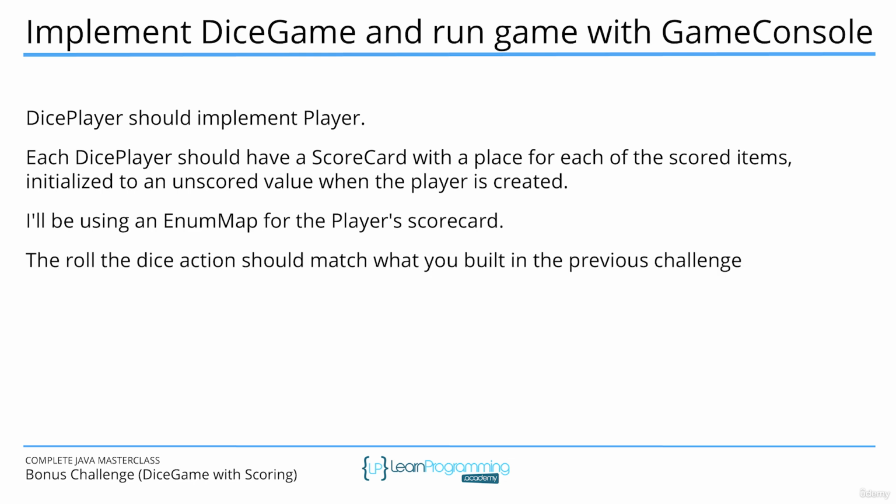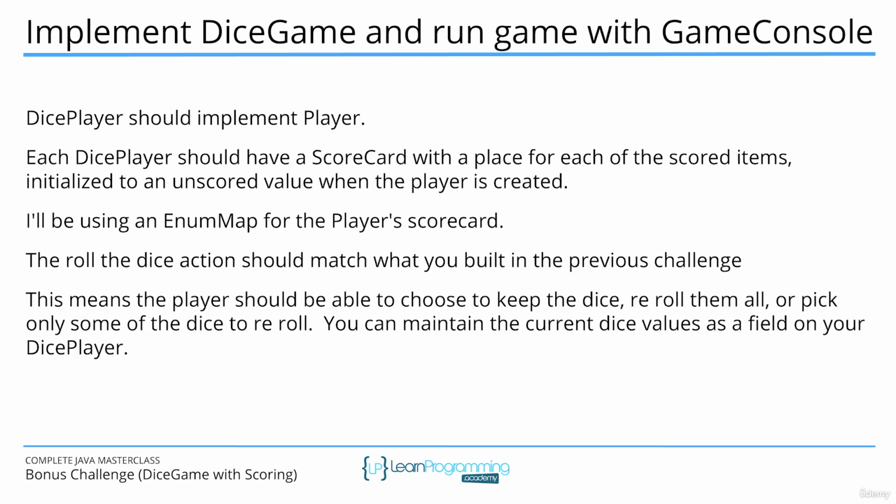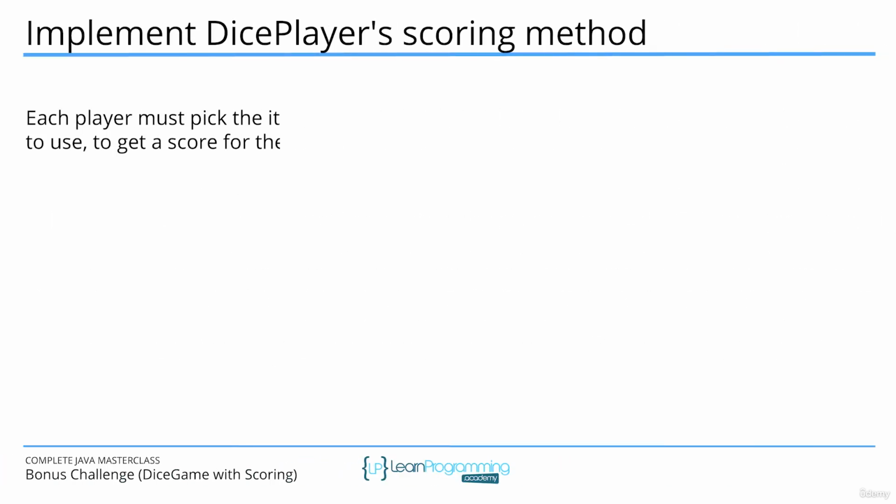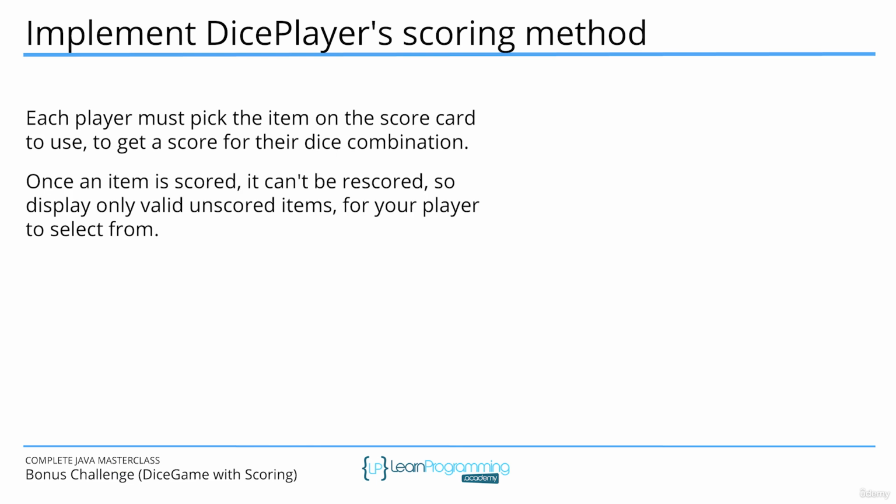The roll the dice action should match what you built in the previous challenge. This means the player should be able to choose to keep the dice, re-roll them all, or pick only some of the dice to re-roll. You can maintain the current dice values as a field on your dice player. Each player must pick the item on the scorecard to use to get a score for their dice combination. Once an item is scored, it can't be rescored, so display only valid unscored items for your player to select from.